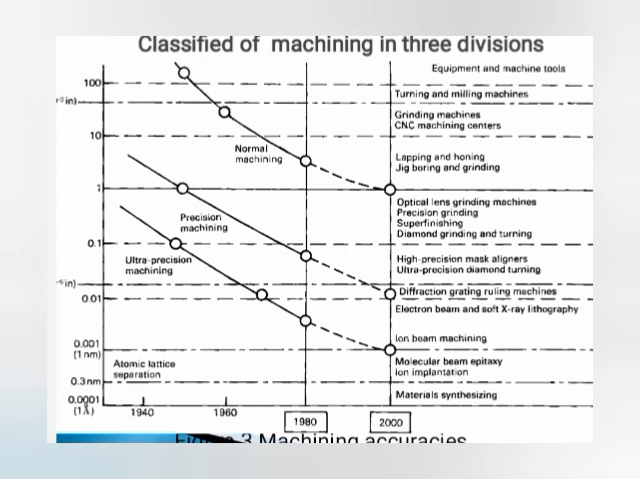And precision machining means optical grinding machines, precision grinding, super finishing, diamond grinding, etc. Ultra finishing, ultra precision, high precision, mask making, diamond turning, and diffraction grating ruling machines. Atomic lattice separation means molecular beam epitaxy and ion implantation. So these are all the major machining processes.